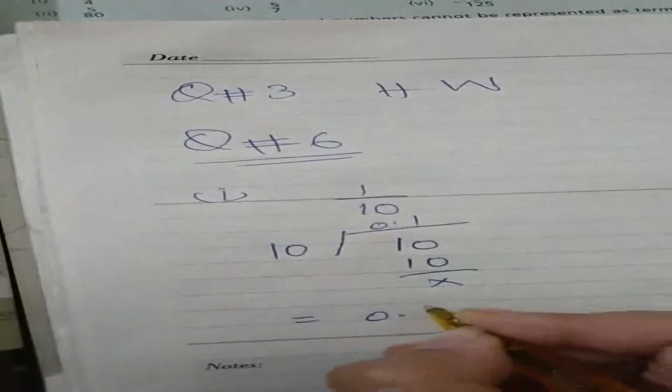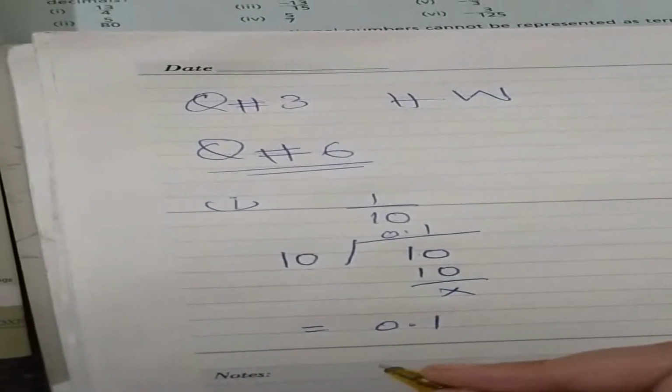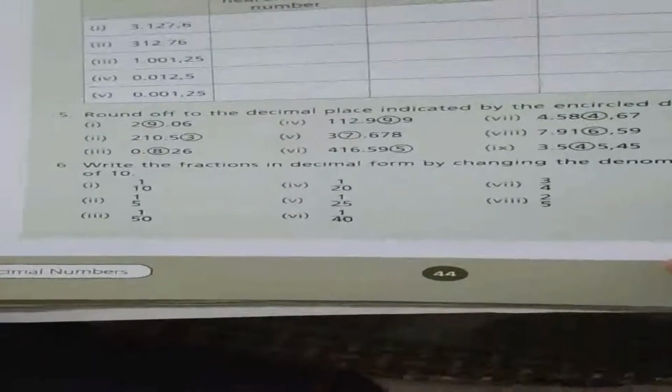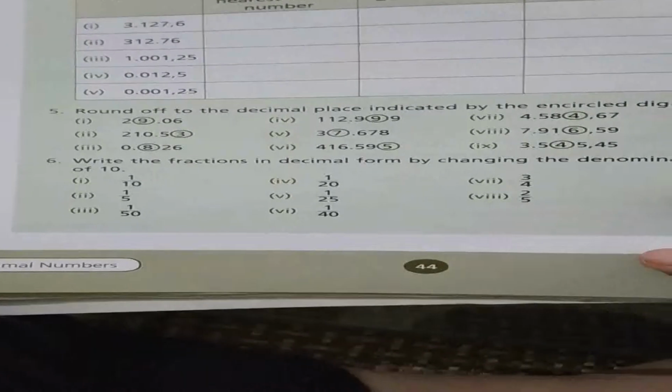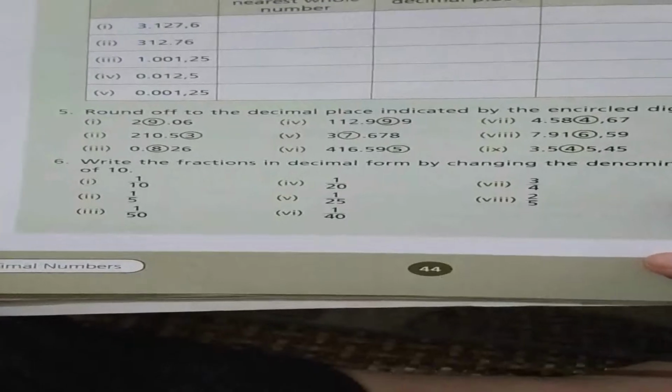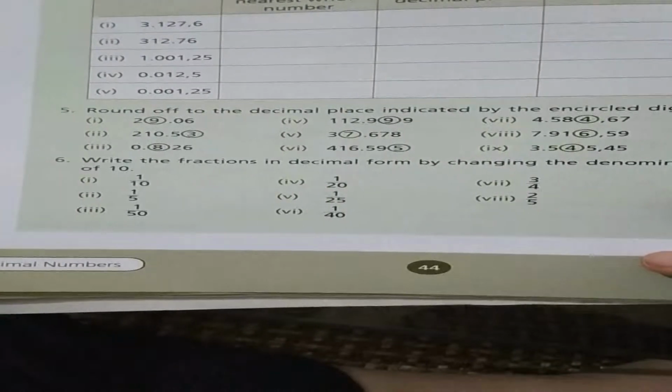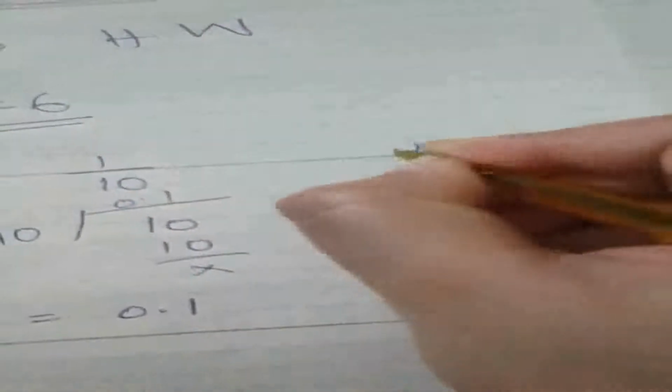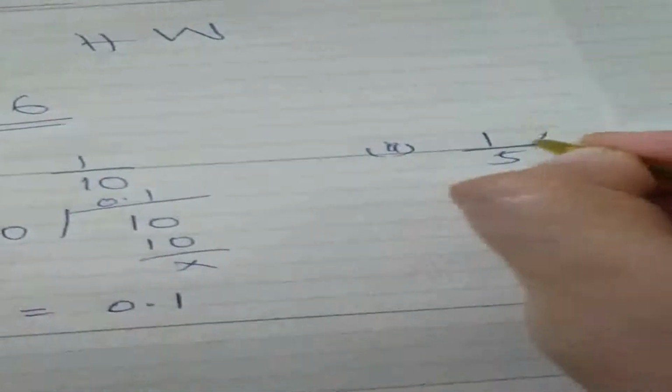Solve its part number 2. Multiply the numerator and denominator. 5 2s are 10, so multiply the numerator and denominator by 2. For 1 by 5, multiply the numerator and denominator by 2 to make the denominator a power of 10.